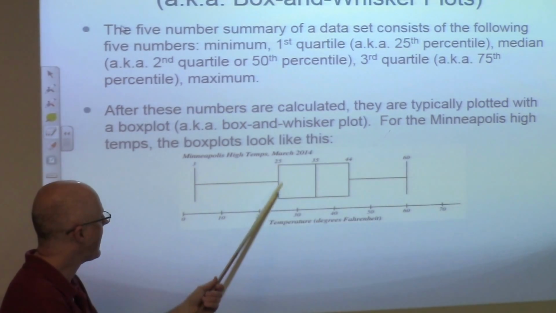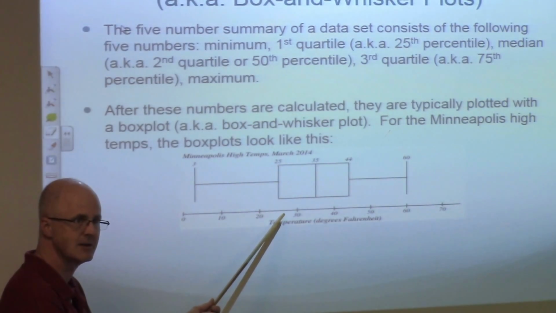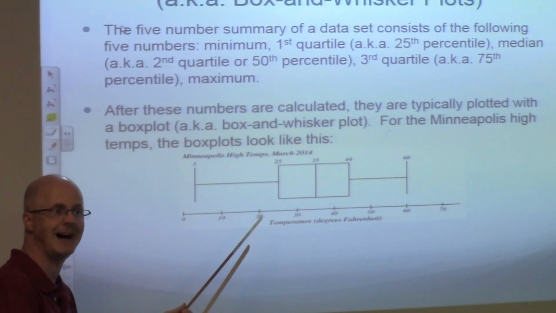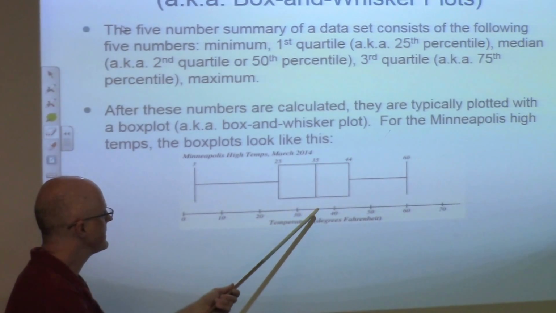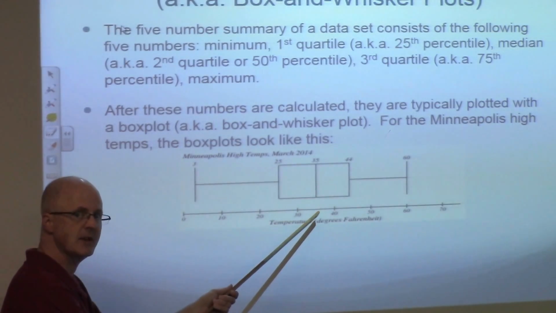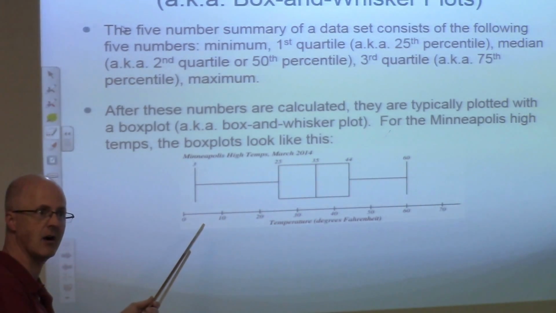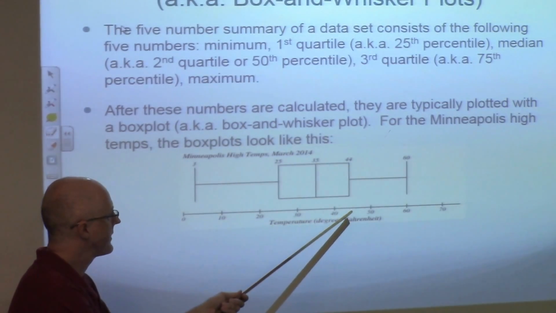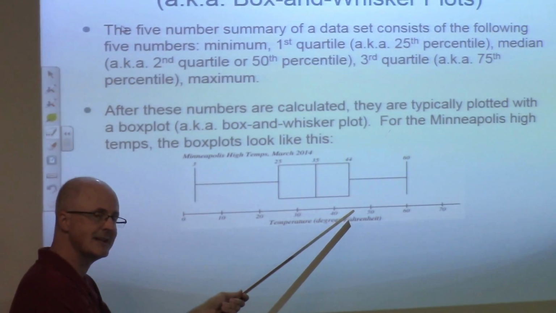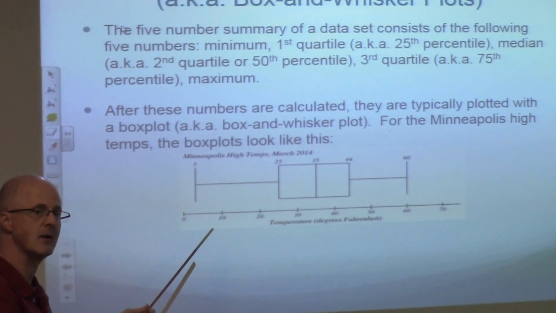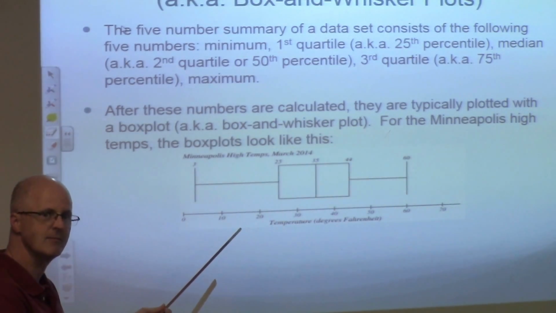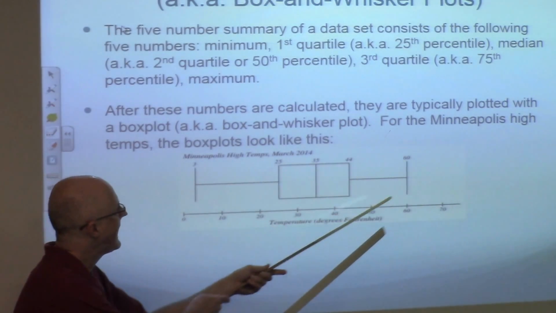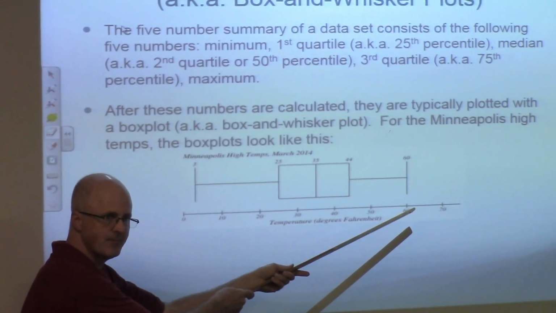This one, 25, was the first quartile. 25% of the days were less than 25 degrees Fahrenheit for the high. This one, 35 degrees Fahrenheit, was the median, the 50th percentile. Approximately half the data are less than 35 for the high. 44 was the third quartile, or 75th percentile. Approximately 75% of the data were less than 44. About 75% of the days had a high less than 44. And 60 was the maximum.